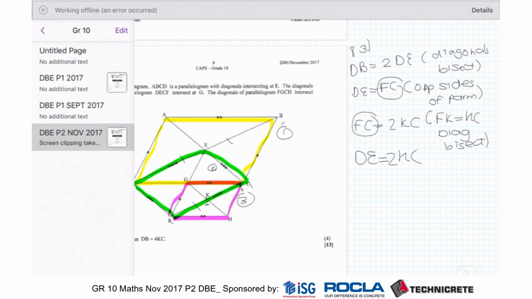And the reason for that is because DE is equal to FC. So we can equate them. Okay? Give a reason for each of them. So that's why we have to give statements.